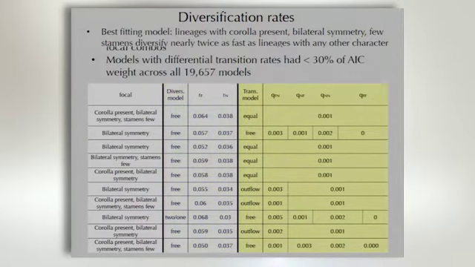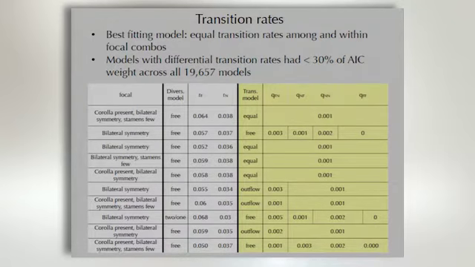So what about transitions? So here I show the transitions, and it's easiest just to look at this column, showing whether the transition rates that were estimated for within and among these different areas are equal or free. And you can see that in the top model, all of the transition rates are equal.